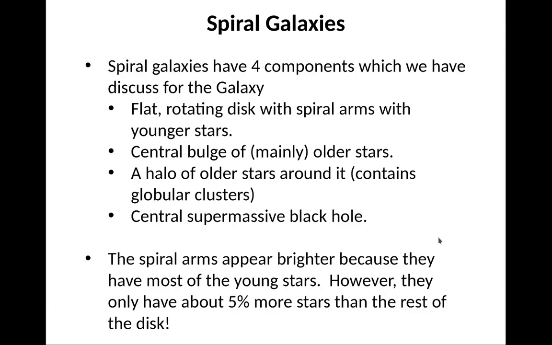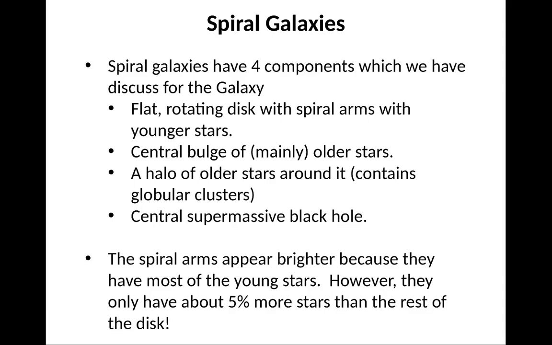All right. So spiral galaxies have four components, which we have to discuss for our galaxy. First of all, they have a flat rotating disk of stars, now with spiral arms, and the spiral arms are the younger stars. They have a central bulge mainly of older stars. They have a halo of older stars around it. These contain globular clusters, and all of them, as far as we can tell, contain a supermassive black hole.